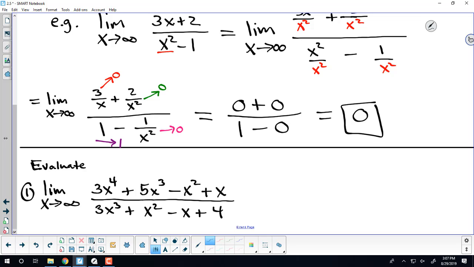Let me see, okay, so just evaluate this. It doesn't matter what method you use, but evaluate that using calculus because it is a limit.